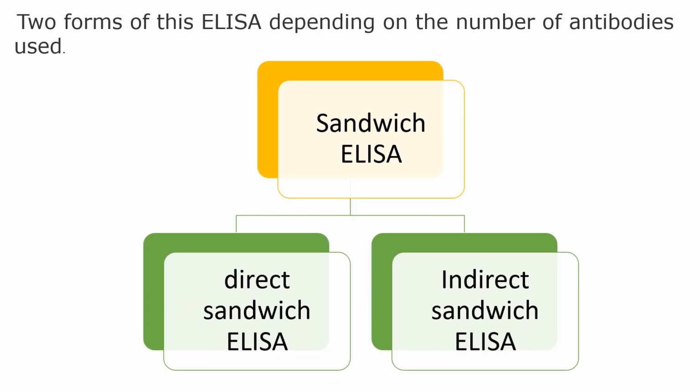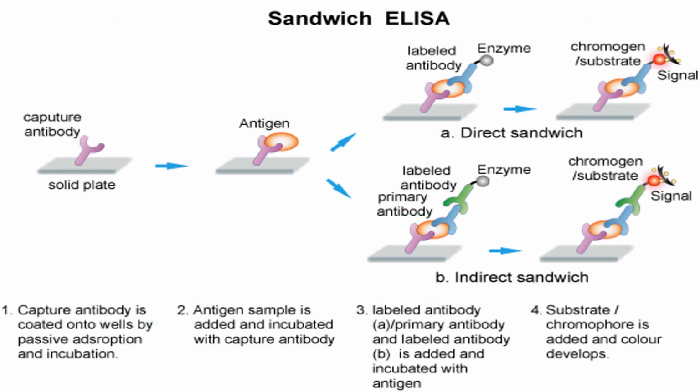There are two forms of sandwich ELISA, depending on the number of antibodies used: the direct sandwich ELISA and the indirect sandwich ELISA. In this, the solid plate has the capture antibody and the antigen sample is added. Then this is incubated, followed by a wash. In direct sandwich ELISA, the labeled antibody, which has the chromophore on it, will be detected by using the ELISA reader. In the indirect sandwich ELISA, the secondary antibody, which contains the chromogen substrate, is added over it, and this is detected by using the ELISA reader.